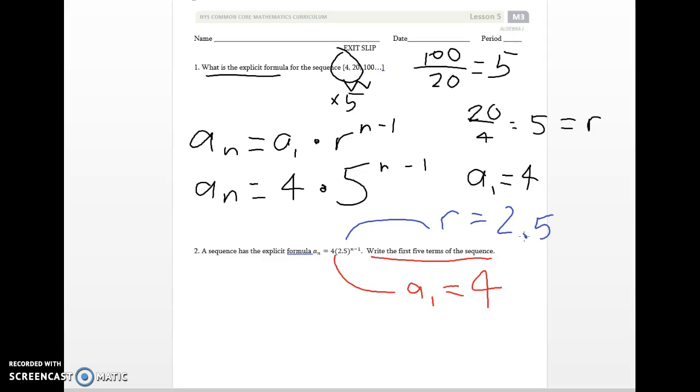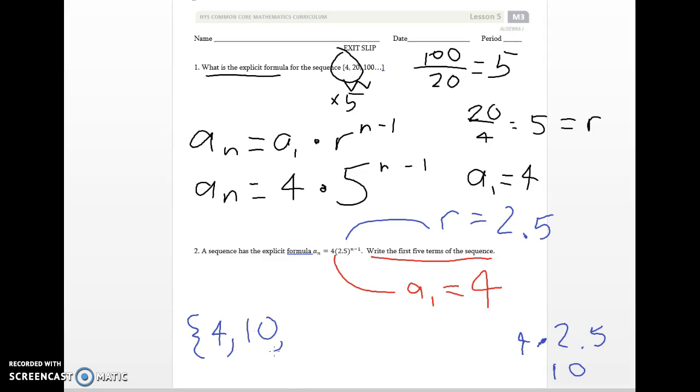All we're going to do is start with writing out the first term, which is 4. The next term is 4 times 2.5. That's a 4, and that's a times. 4 times 2.5, of course, is 10. So our next term is going to be 10.